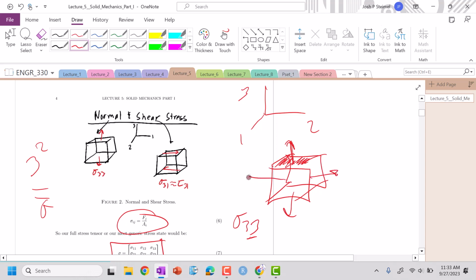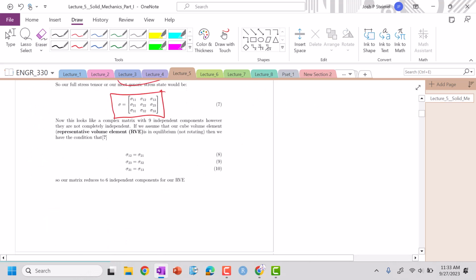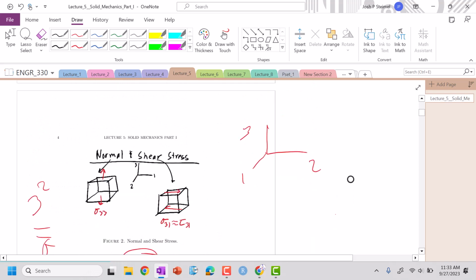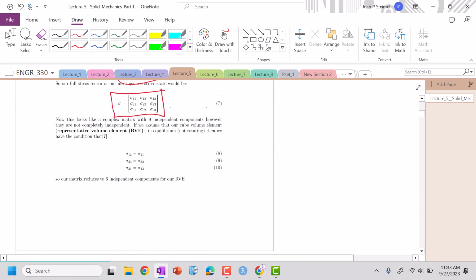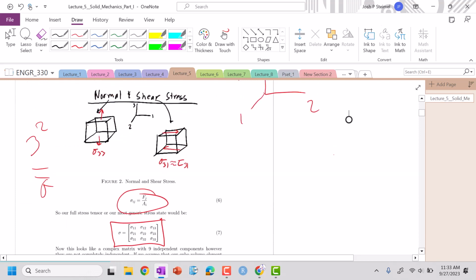What about this stress? What's the normal to the plane here? That'd be sigma 2. What's the direction of my stress? 2. Now this is positive. If I were pushing down here, our sigma 3,3 value would be negative in our stress tensor. Let's do something a little bit more complicated. How do we determine shear stresses, and specifically if they're positive or negative?